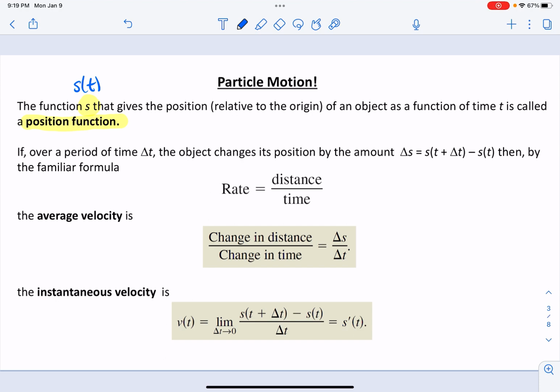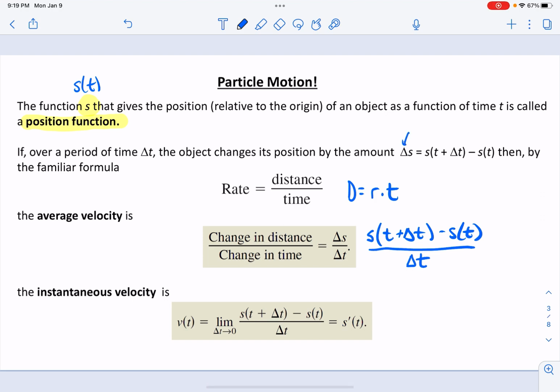Then we have a familiar formula, distance equals rate times time, or distance over time equals rate. We get that from distance equals rate times time, solving for a rate. So the average velocity is the change in position over the change in time. Remember, our change in position is this formula. So I'm basically subtracting two different position coordinates over my change in time. Remember, delta means change.